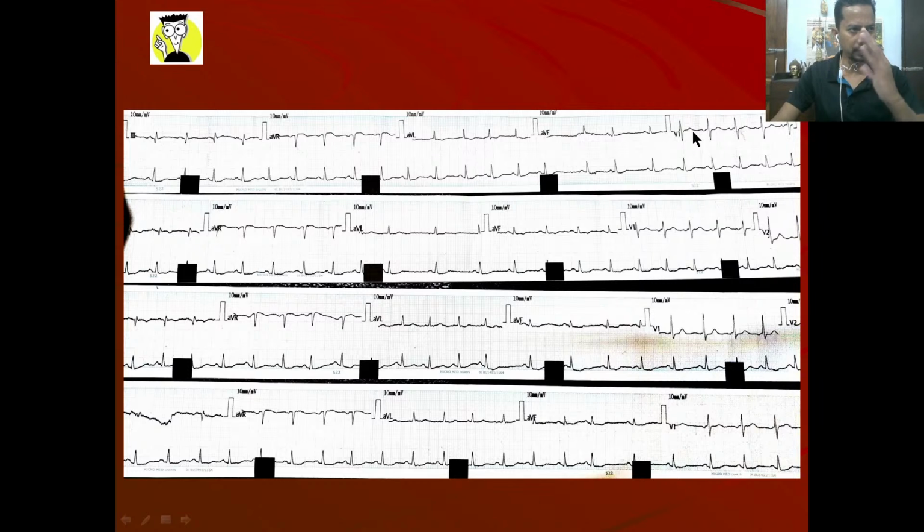If you keep it in front of the mirror, that R becomes Q, ST depression will become elevation, and the upright T will become inverted, with coving. So that is posterior wall MI. Whenever you are suspicious of inferior wall MI, you look for posterior wall MI and right ventricular infarction.